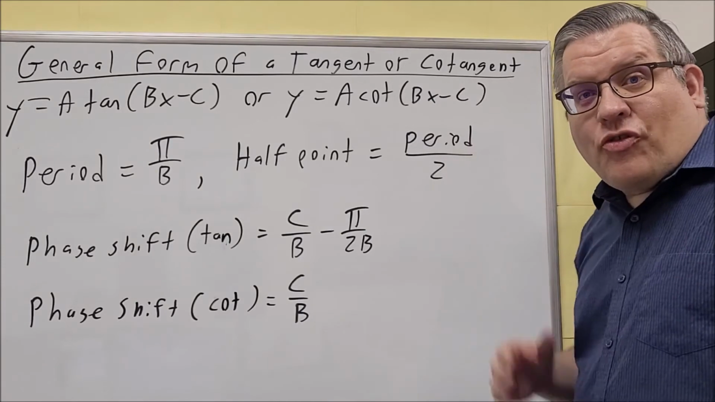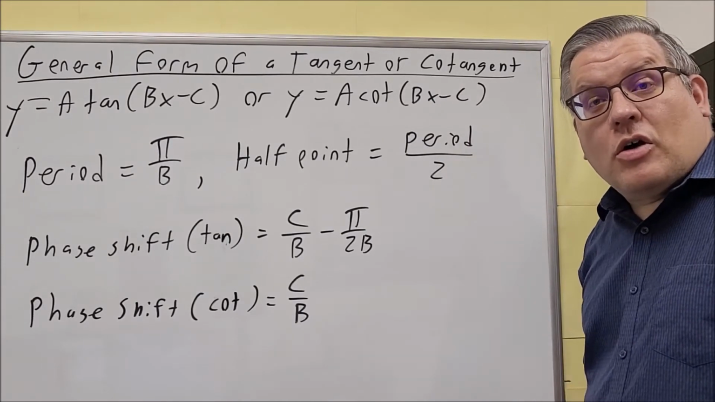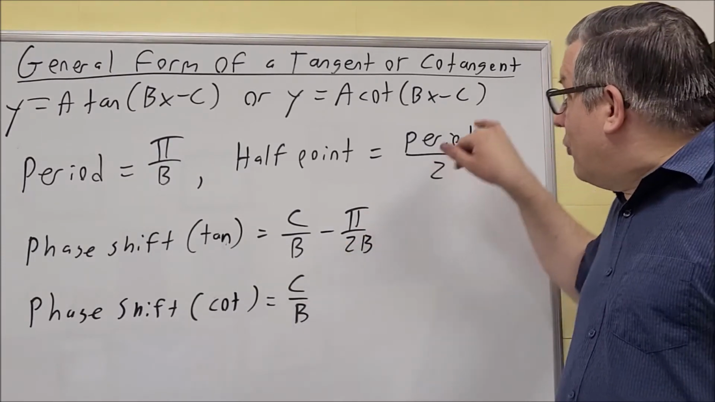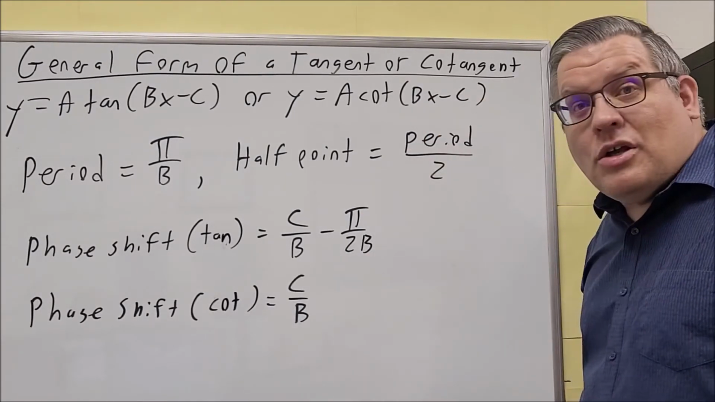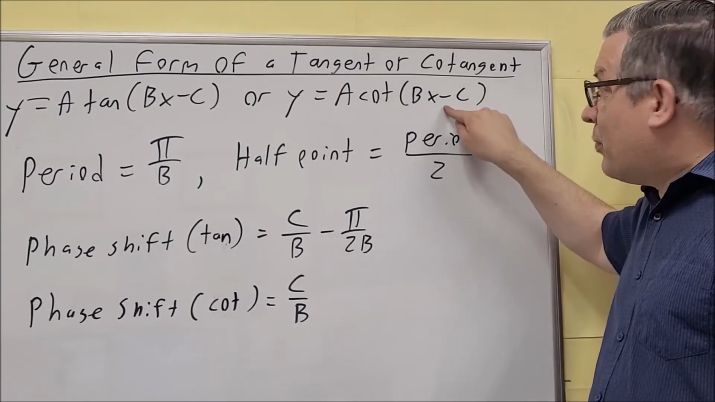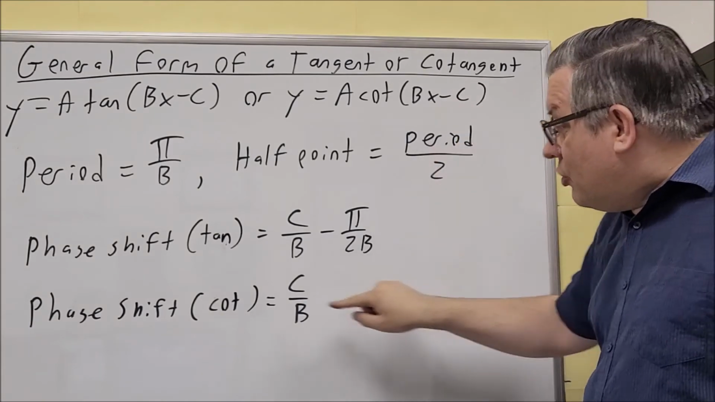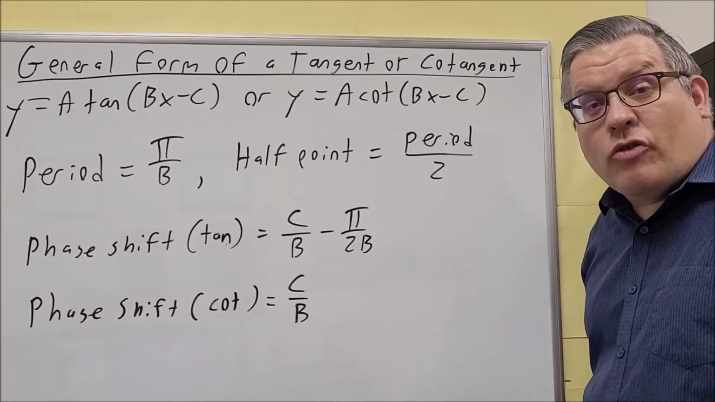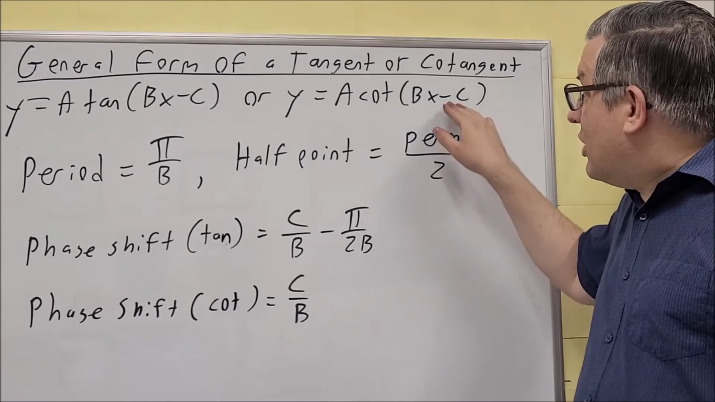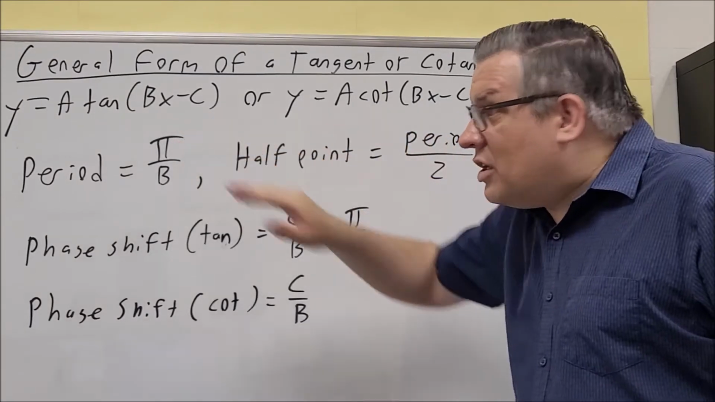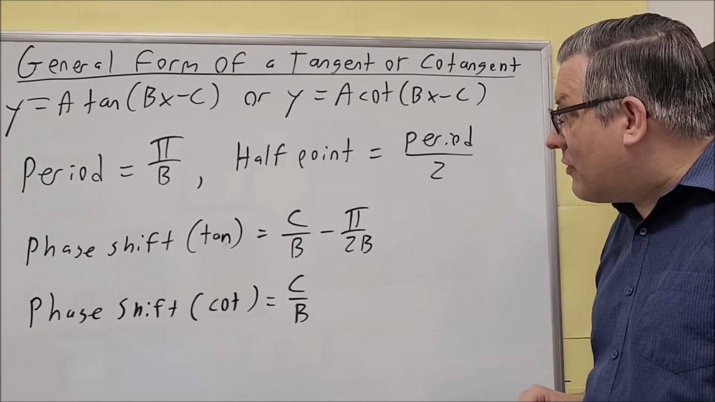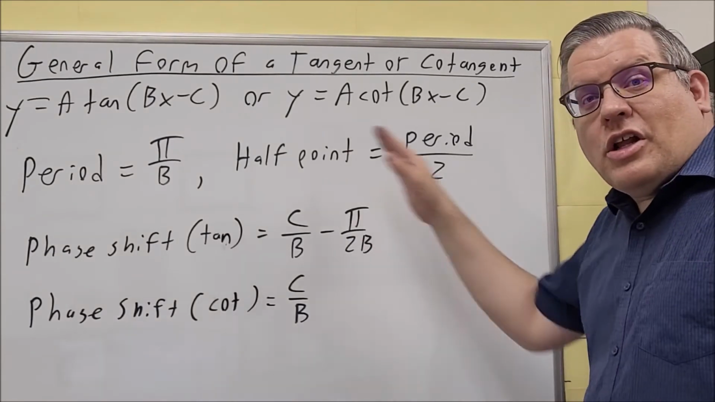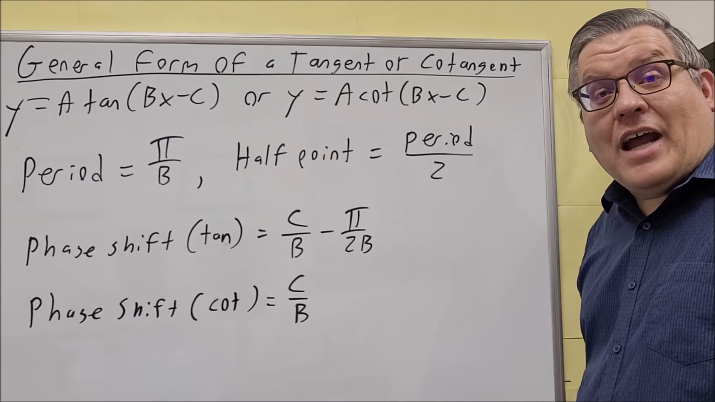As before, like we talked about with the sine and cosine graphs, if this part inside is minus, that means your C over B is positive. But if you have a plus inside, then you'll turn out to have a negative C over B instead. You're always going to take the opposite sign of what you see inside here, as we talked about before for sine and cosine graphs.